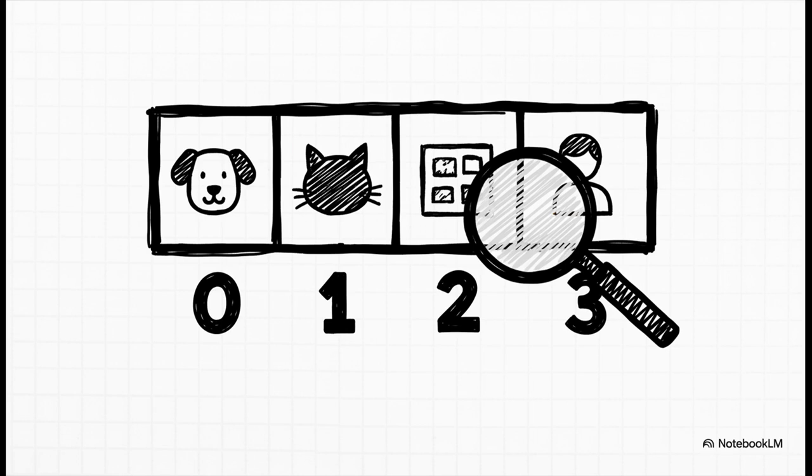So, how do we get a single item out of the container? We don't use the item's value like cat. Instead, we use its position in the list. That position is called its index. And this is where the ordered part of the definition becomes so important.